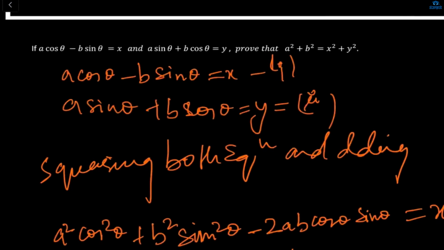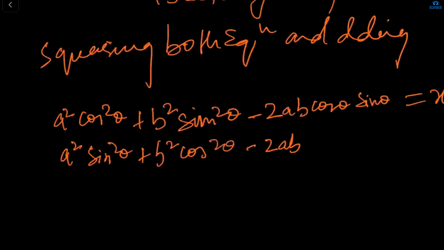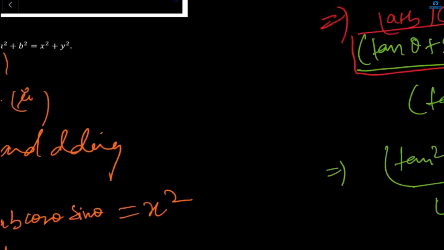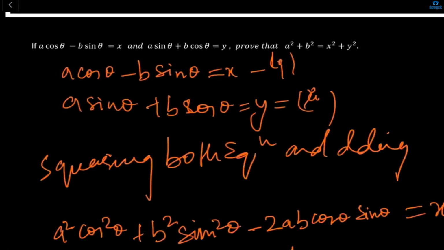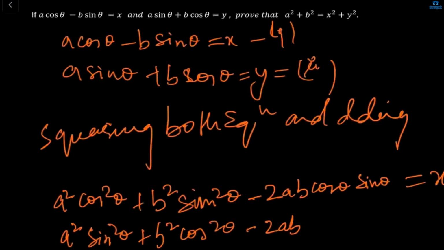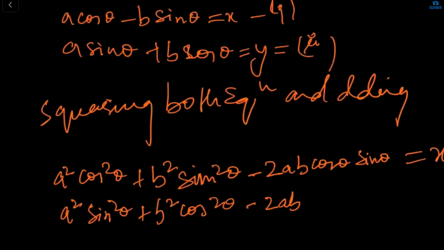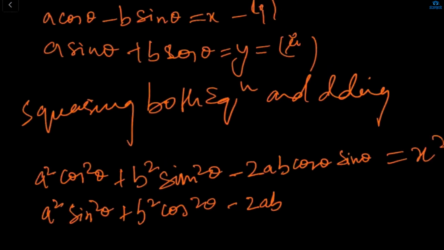For proving, I have squared the first equation. If you square the first equation, a cos theta minus b sin theta whole square, it will be of the form a minus b whole square. So what will it give you? a square plus b square minus 2ab. So a cos theta is your a, so a square cos square theta plus b square sin square theta minus 2ab. The first term is a cos theta, the second term is b sin theta. You can see here.